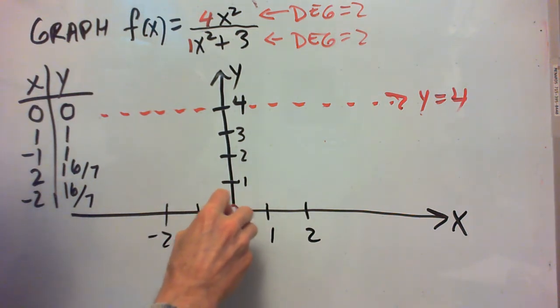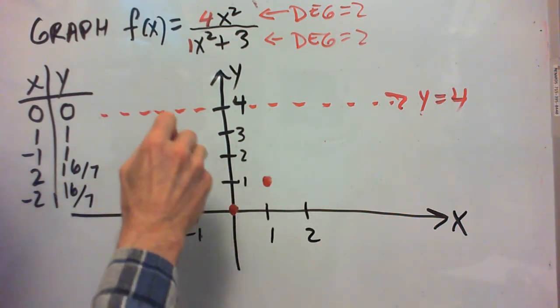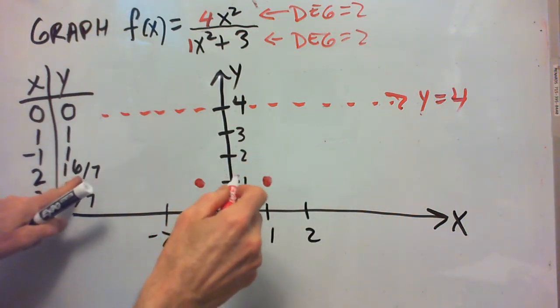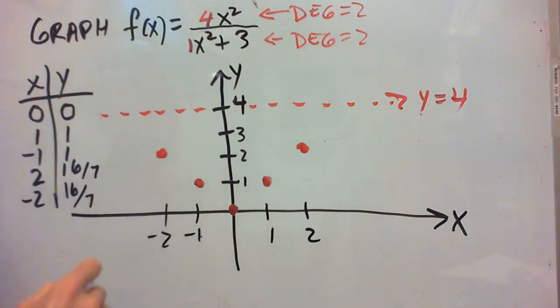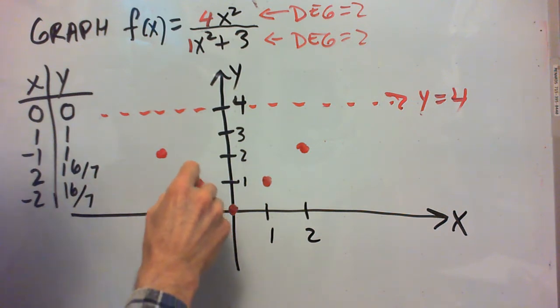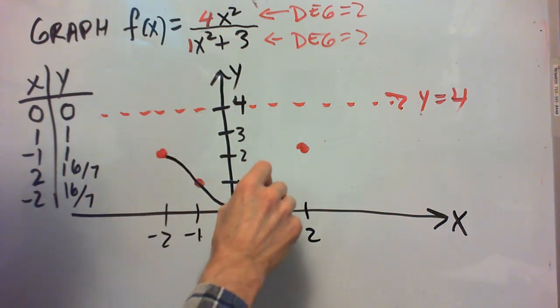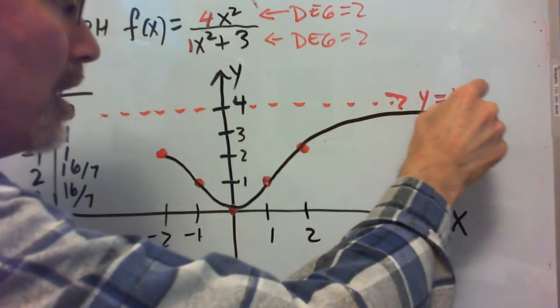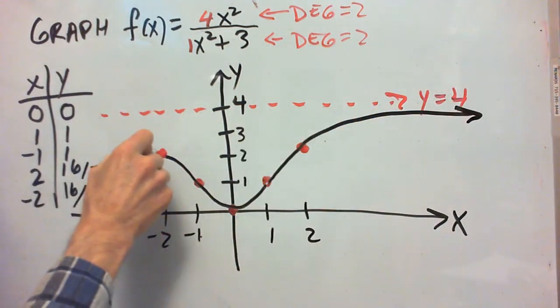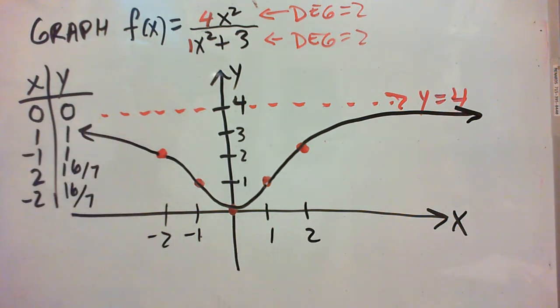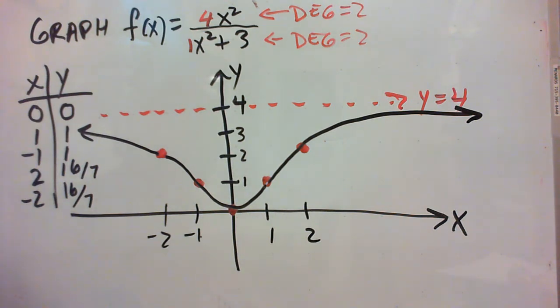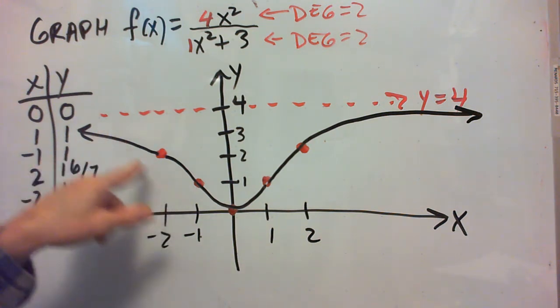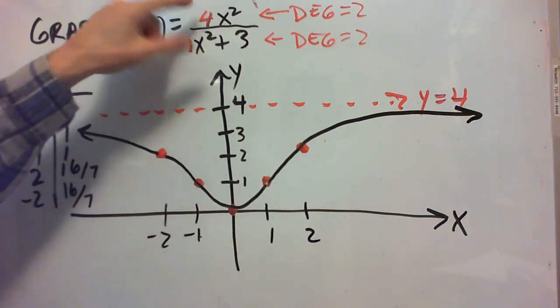Plot those points, 0, 0, 1, 1, negative 1, 1, 2, 16 sevenths. 16 sevenths is just a little bit over 2, and negative 2 the same. And we just basically connect the points up in the middle, and we know that the graph's going to head towards y equal 4. And so it looks like an upside down normal curve, and that's no accident, because the normal curve function, if you find it mathematically and graph it, has a form much like this.